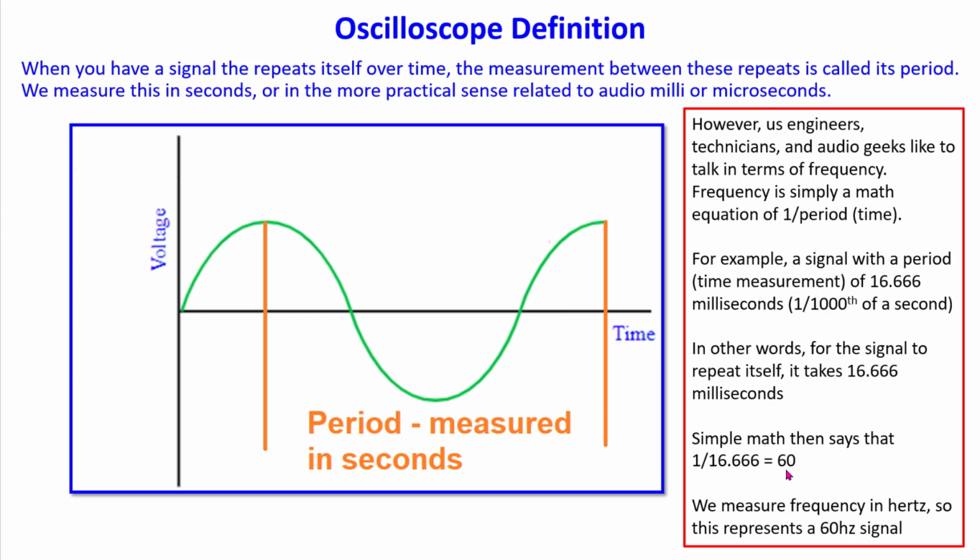for frequency is hertz, okay? So we then say this is a 60 hertz signal, which means it happens 60 times a second, or once every 16.666 milliseconds, okay? If you can grasp that, you're like 9/10 of the way through using an oscilloscope already, and you may not even know it.